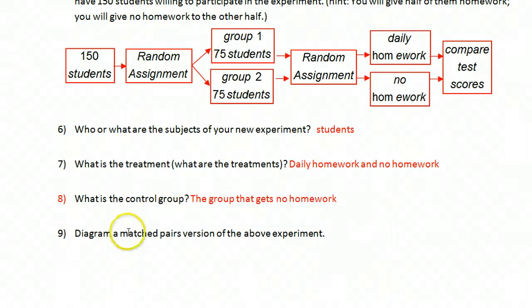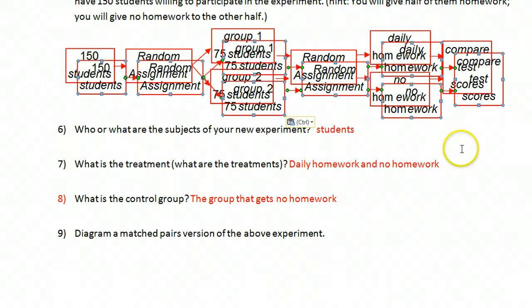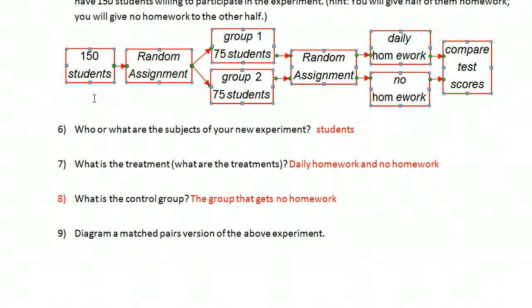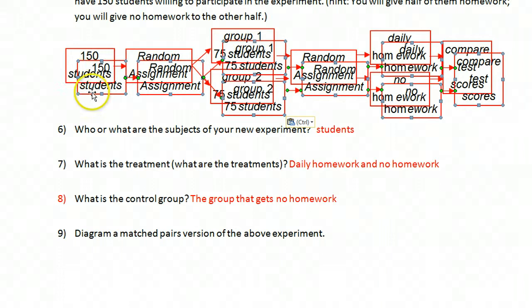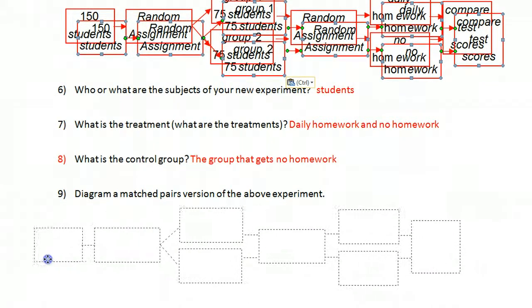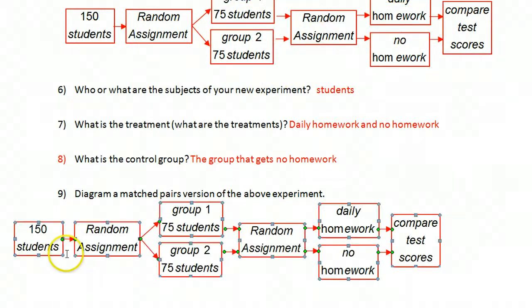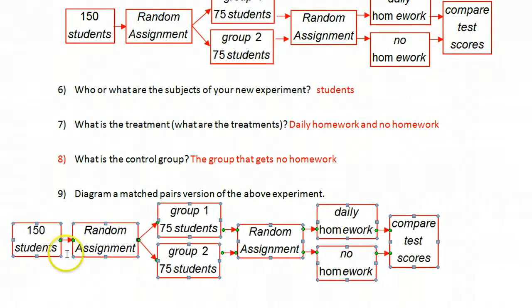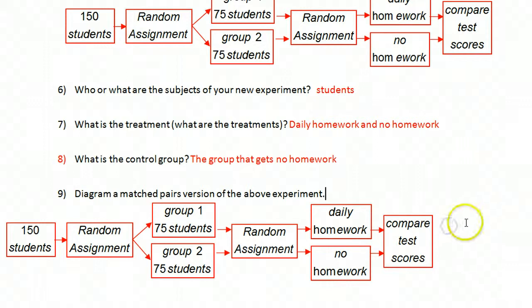Diagram a matched pairs version of the above experiment. So watch this. Please notice that if I want to rewrite this as a matched pairs experiment, the first thing I'm going to do is cut and paste the completely randomized experiment because it's almost identical. I'm just going to make one or two small changes to make it matched pairs.